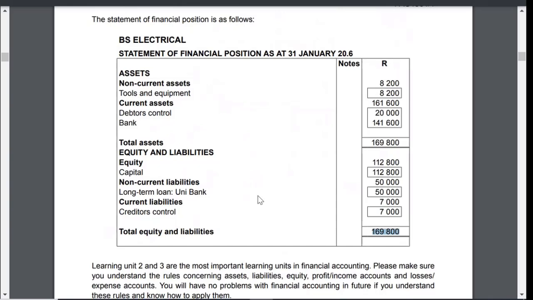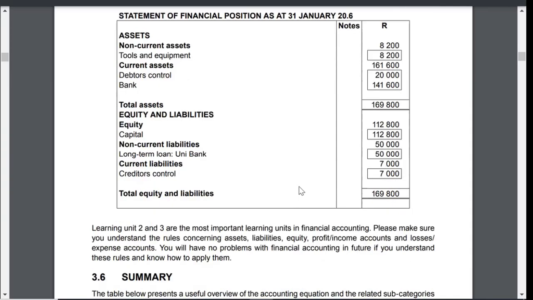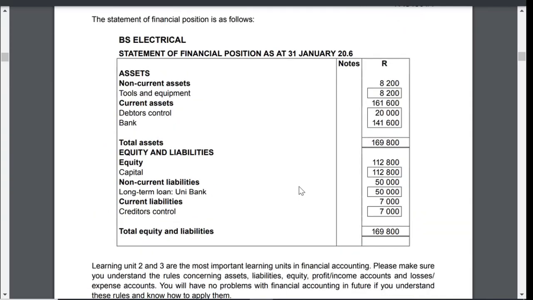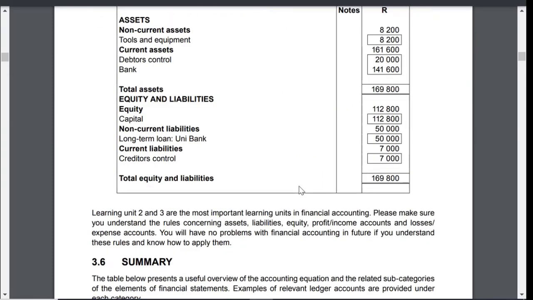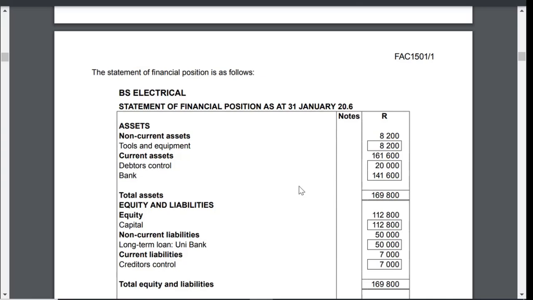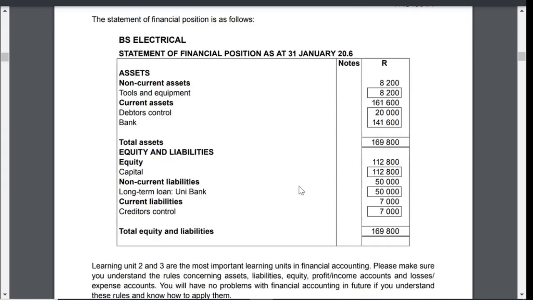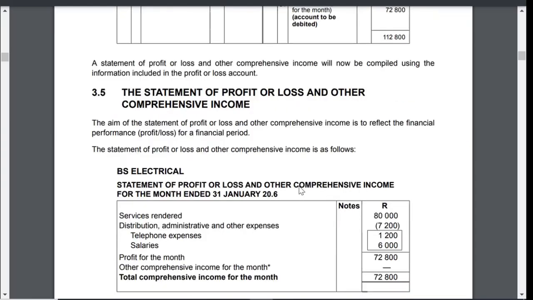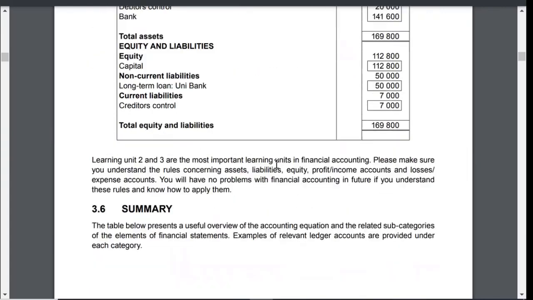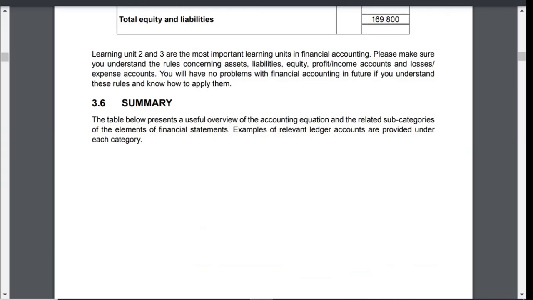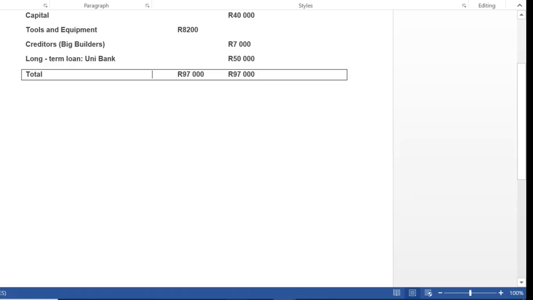And that's that for learning units 2 and 3. So now you're able to do the statement of financial position and your statement of profit and loss and other comprehensive income. So we are done for today.